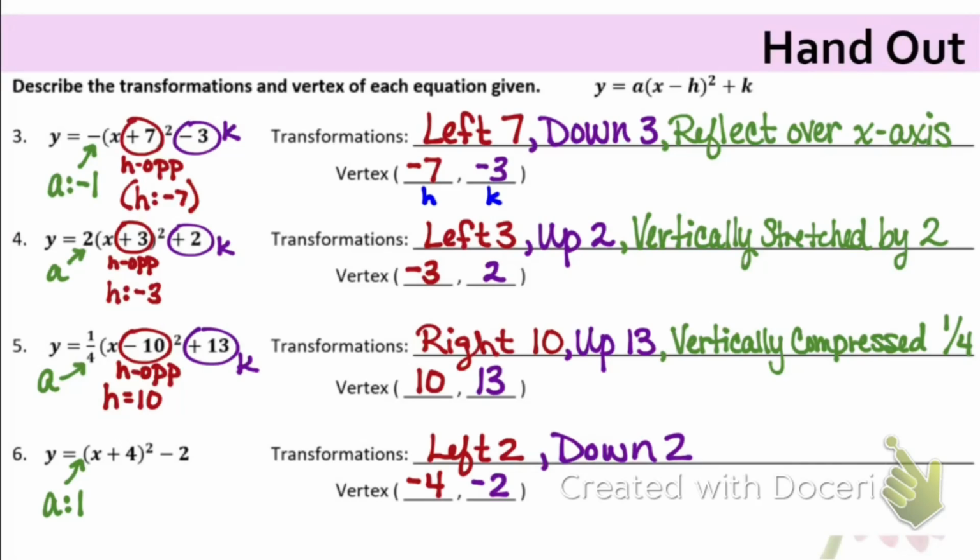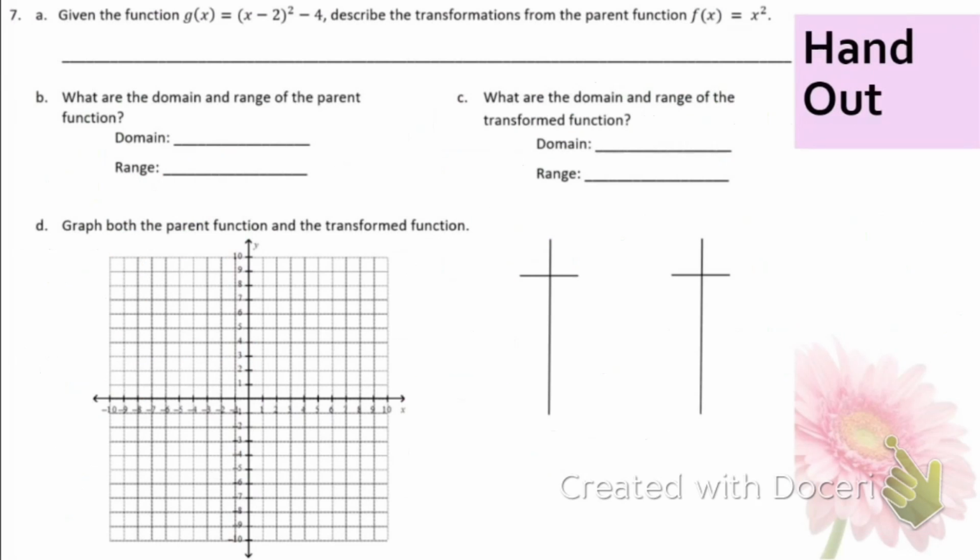Let's go look at number 7. Finally, some graphing stuff. We're going to graph the parent first. So our parent function is this guy right here. F of x equals x squared, or y equals x squared. Function notation and y are interchangeable. This right here means the exact same thing as y.